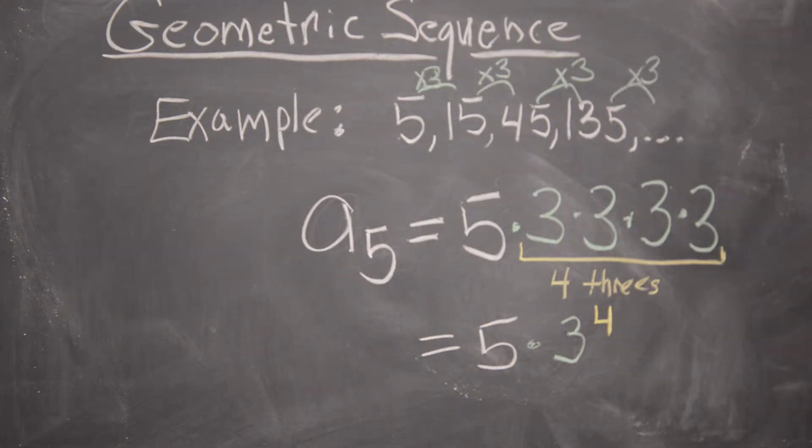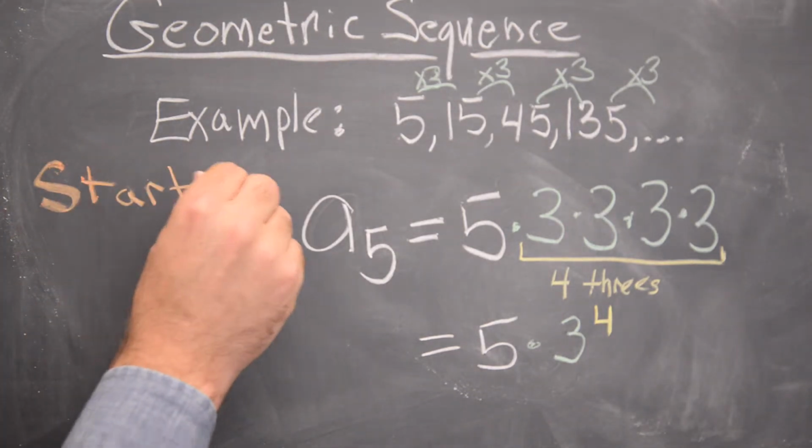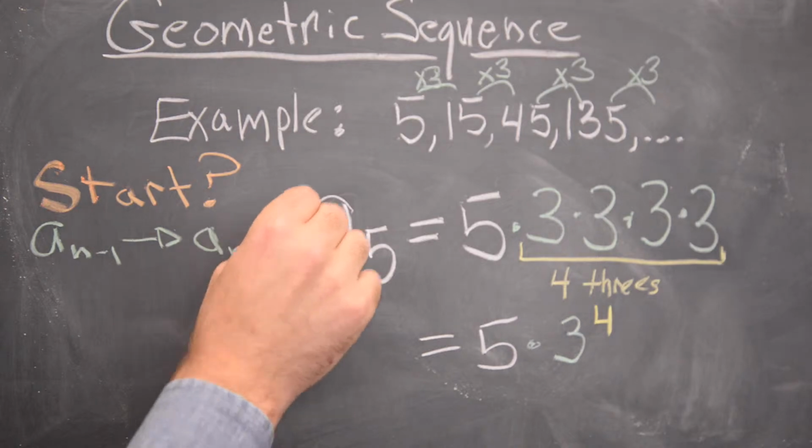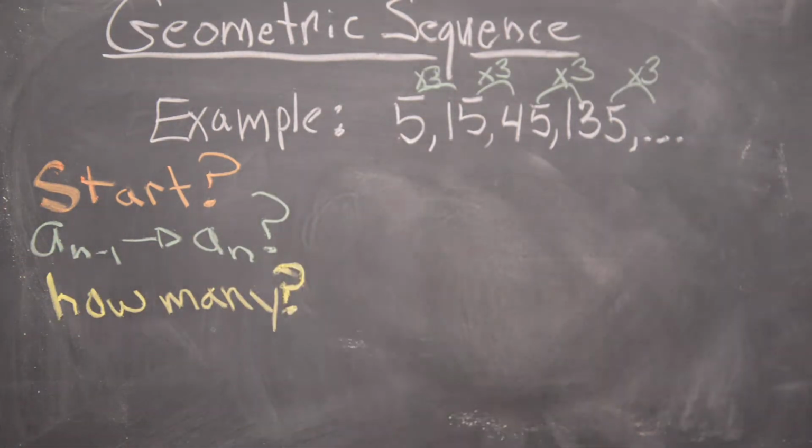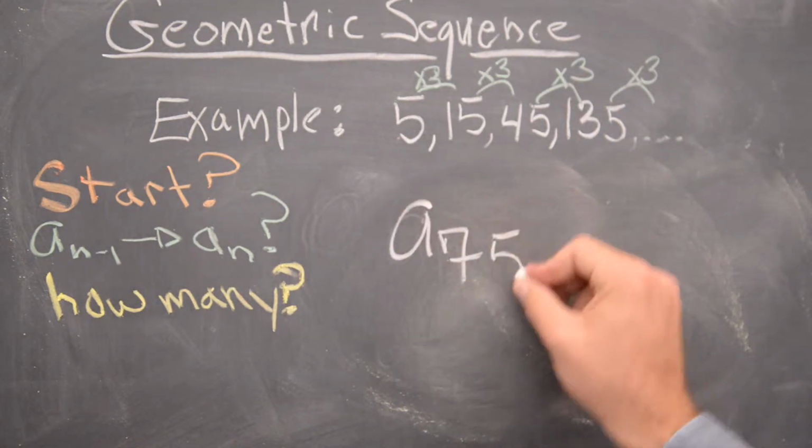So the important questions we answered here: where do we start? How do we move from one term to the next? And how many times did we have to move? Use these questions to calculate the 75th term.